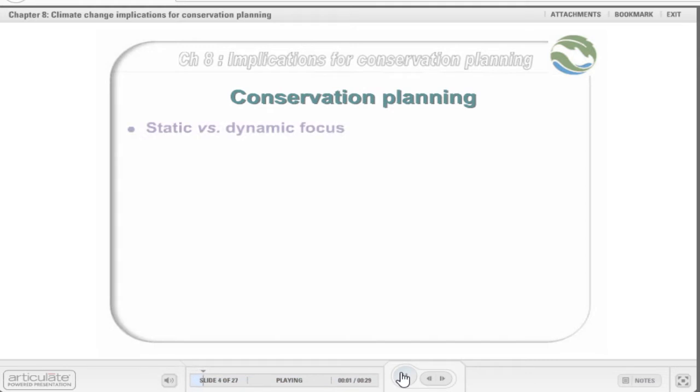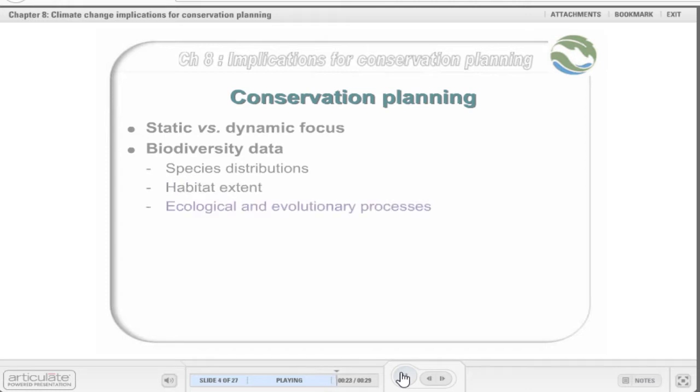Traditionally, the field of conservation planning has a very static focus and is based on the distribution of biodiversity at one point in time. More recently, there has been a strong shift towards a dynamic approach to conservation management. This dynamic management process takes into account various elements of available biodiversity data, including species distributions, the extent and types of habitat, and the ecological and evolutionary processes that gave rise to and act within the area being studied.